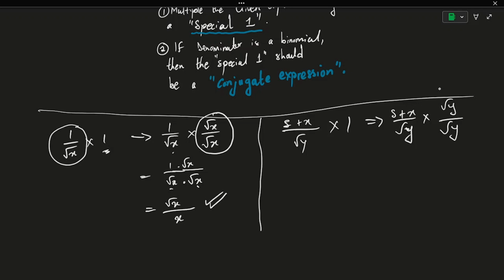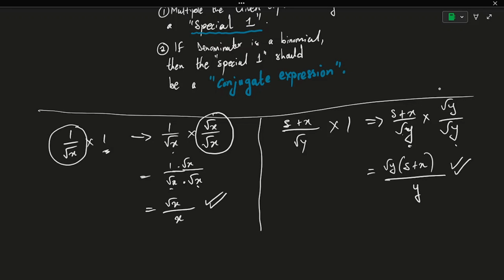You're just multiplying by 1, right? So the numerator will be multiplied by root y. So this will just be root of y multiplying 5 plus x. And root of y multiplied by root of y, the roots cancel out, and you'll be left with just y. So this now is how you rationalize a denominator that has only a single term in the denominator, right? So you multiply by a special one.